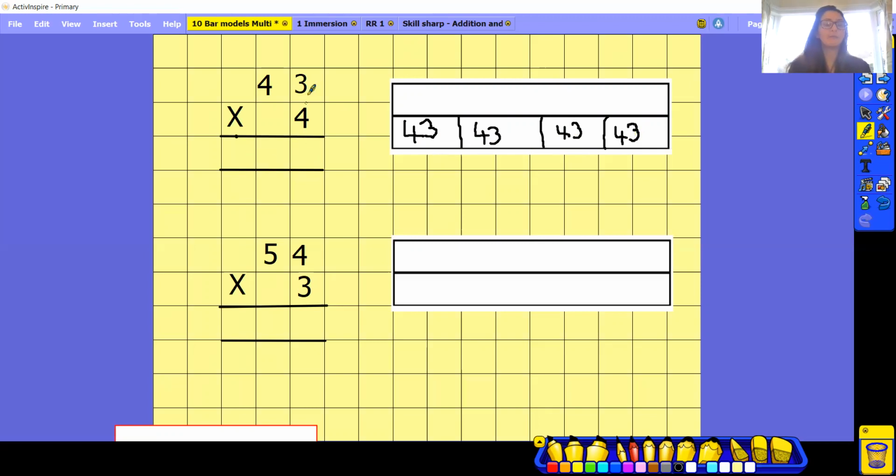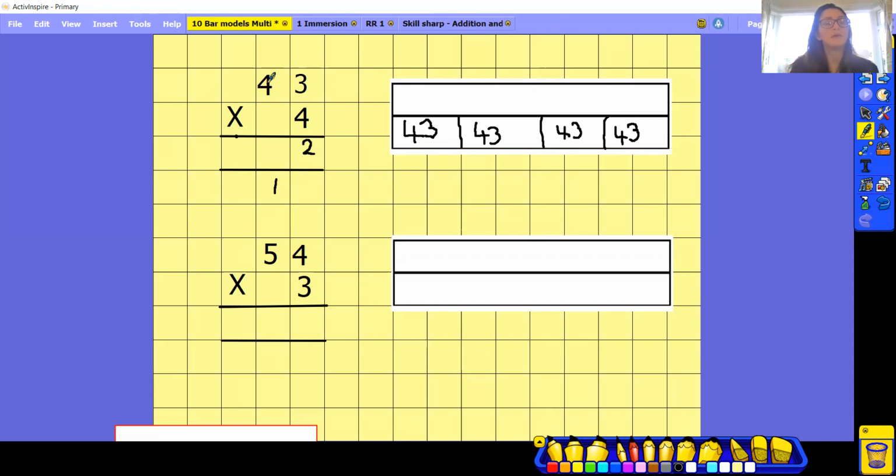Okay, now this is when we can go on to our timesing, our short method for multiplication. So again, we always start with the ones column. So we're doing 3 times 4. So 3 times 4, 3, 6, 9, 12. So remember, we've got 12. We carry the 1 and we put the 2 in the ones column.